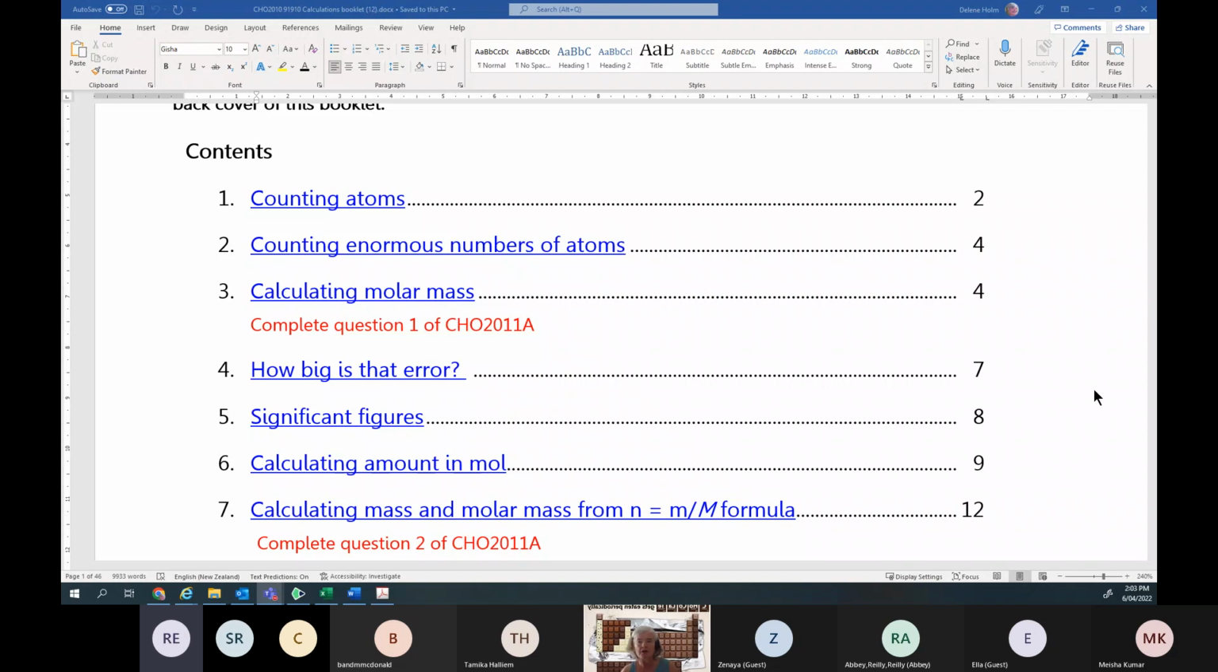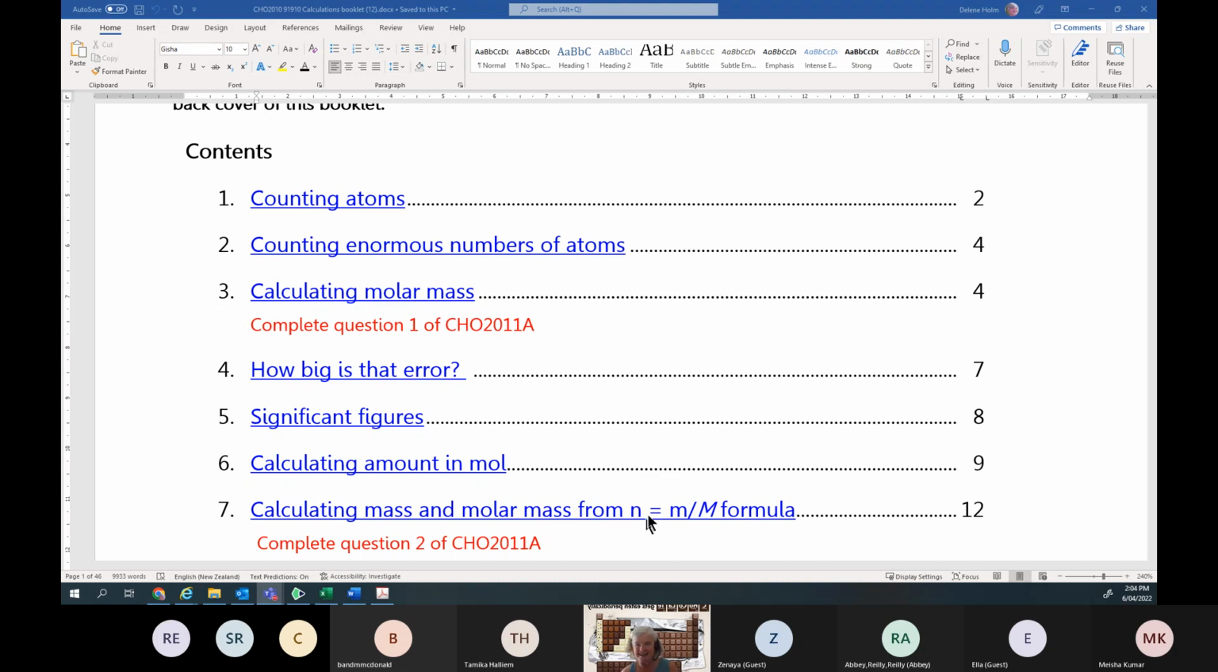Then we introduced the formula of n is equal to small m over big M, and we saw how we would use that formula. And of course, I stress again, this formula is only useful if you know what those quantities stand for. So let's do a quick quiz. What does n stand for? What quantity? Mass, molar mass, or number or amount? Number, amount, same thing. Would anybody like to type into the chat? Is it mass, molar mass, or amount?